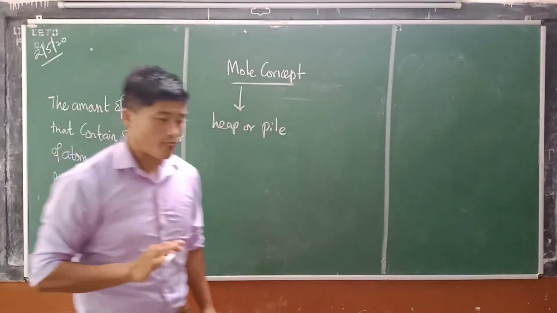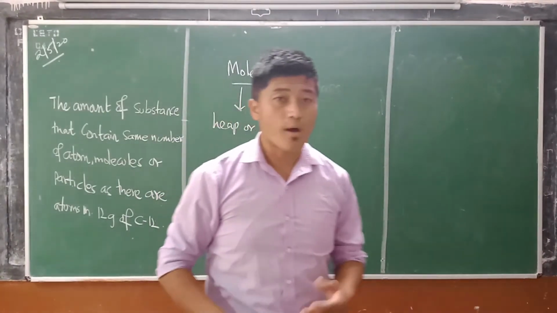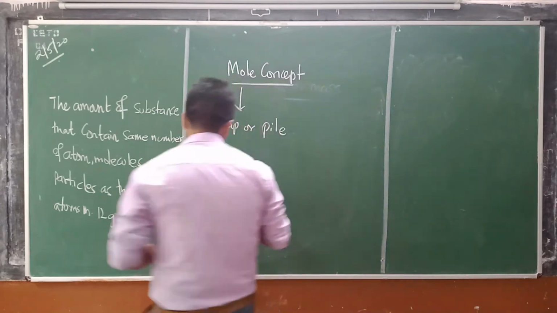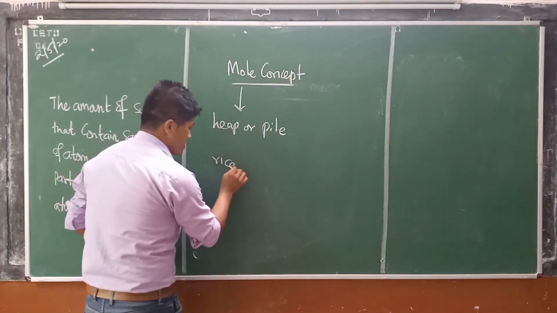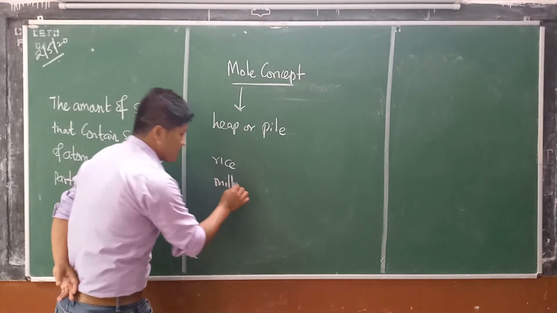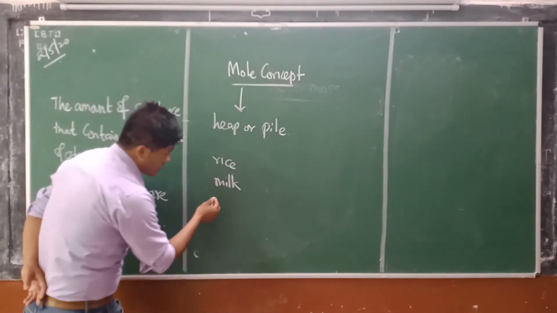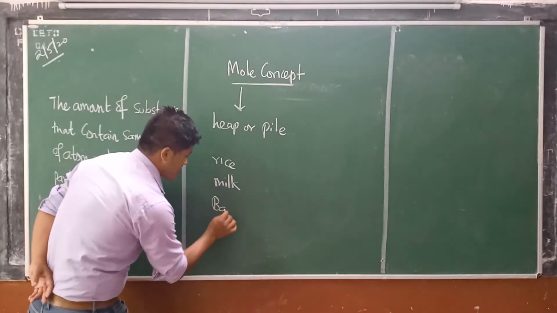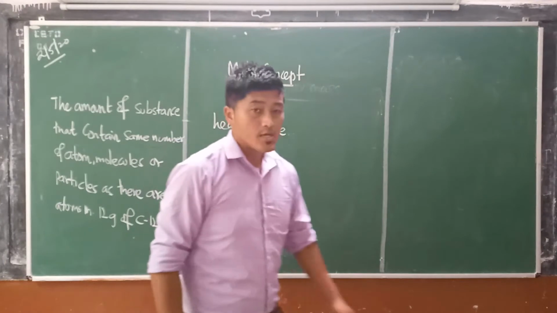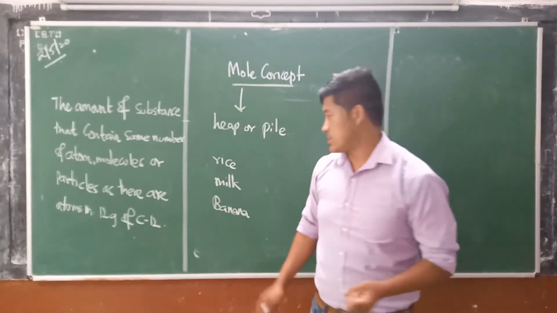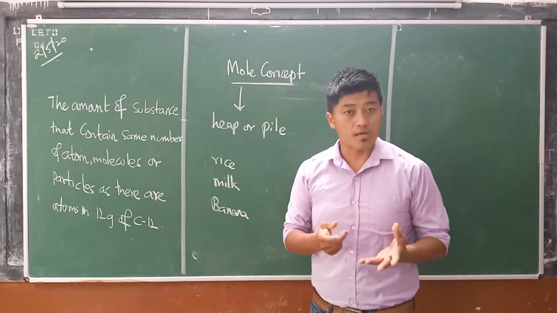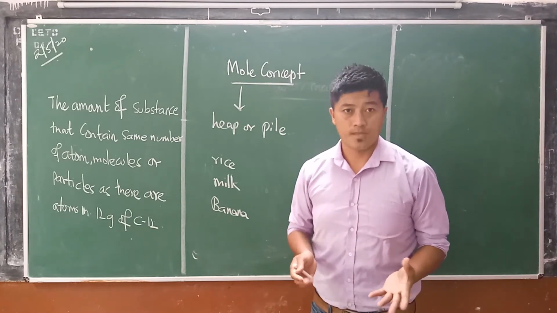Now, how we are going to understand this particular concept is like this. For example, when you go to a market, you buy all different sorts of things. For example, you buy rice, and you buy milk. Then you also buy, let's say, banana, right? So when you buy rice, you ask the shopkeeper, can you please give me 1 kilogram of rice?